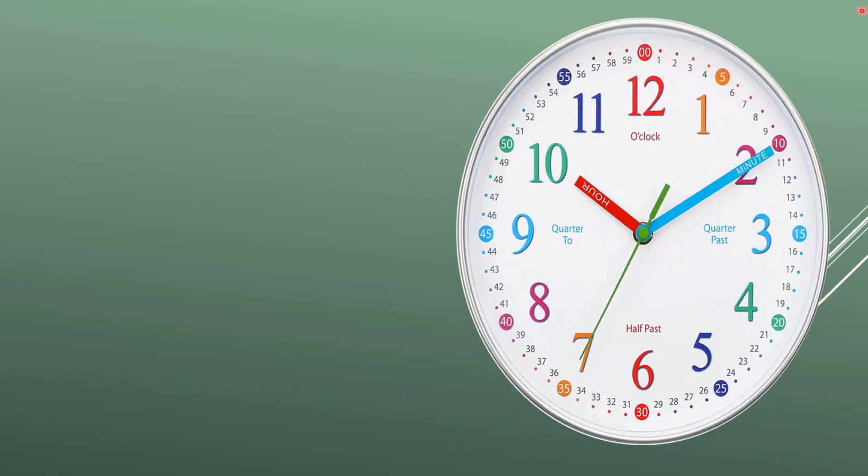Now, if you look at this clock, children, I hope you know what's a clock. A clock is an object or an instrument that tells us the time. The clock has three hands. There are some digits on it, and some digits also on the outer side of the clock.